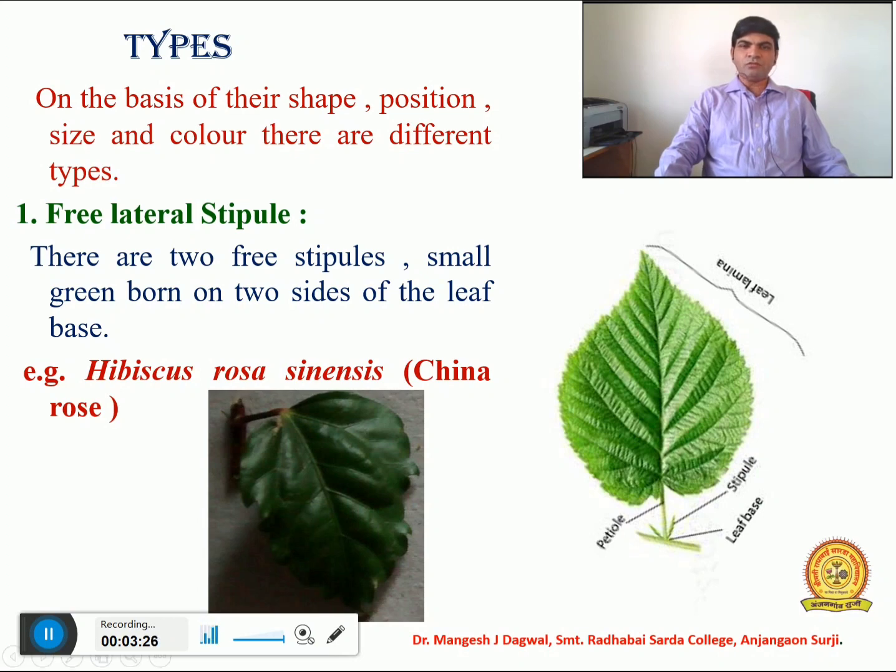Here this is the actual picture of this leaf. Here we can see the stipules formed at the leaf base, and these are two in number, free from each other. That's why these are called free lateral stipules.